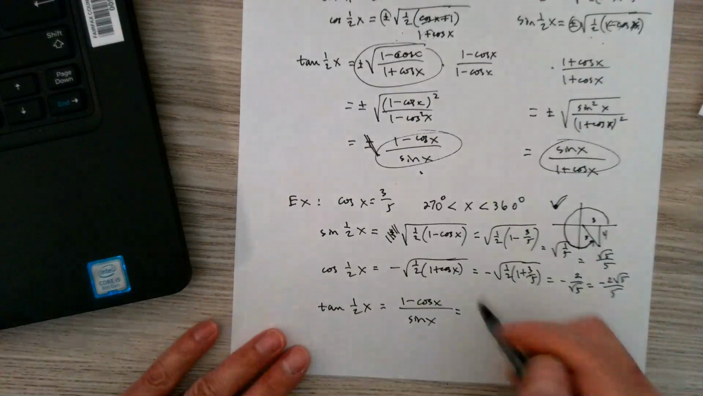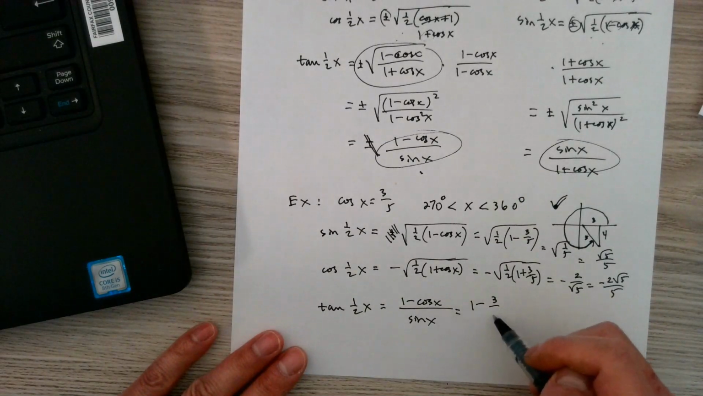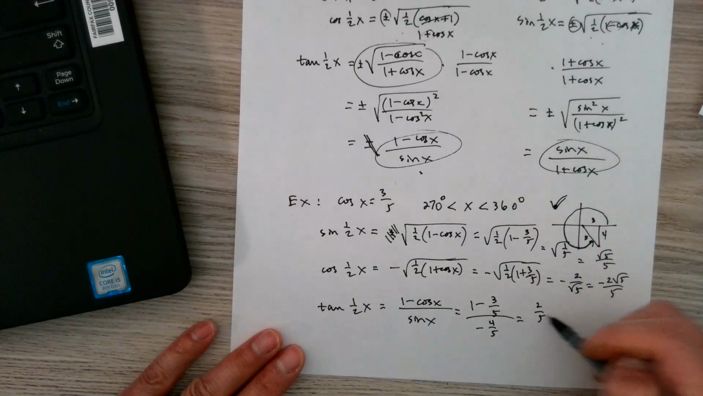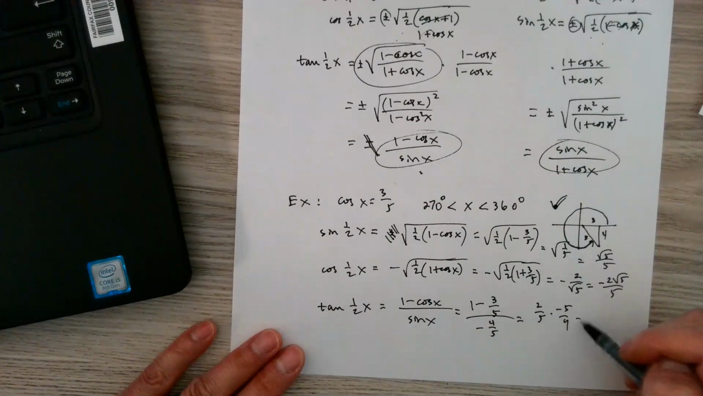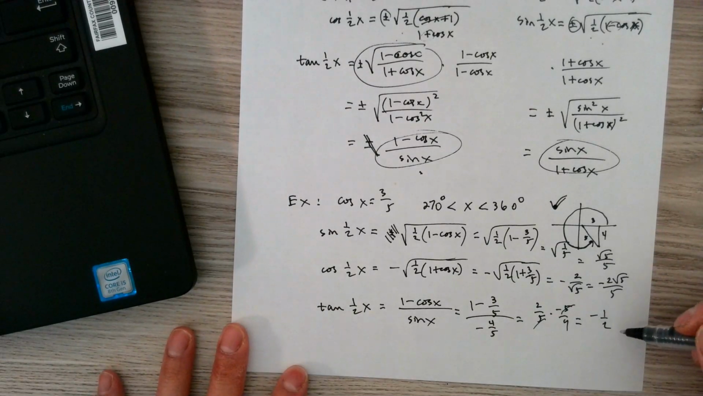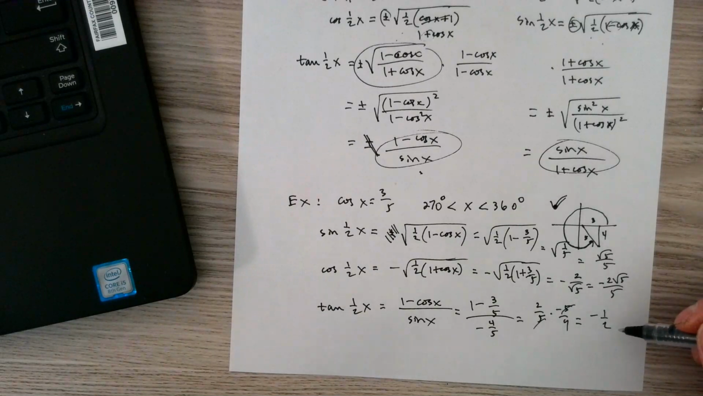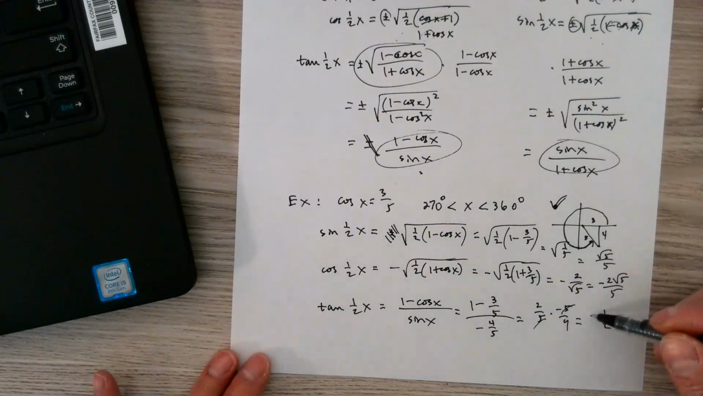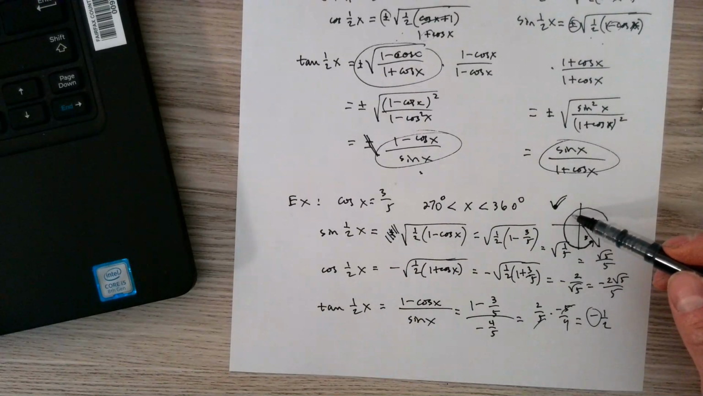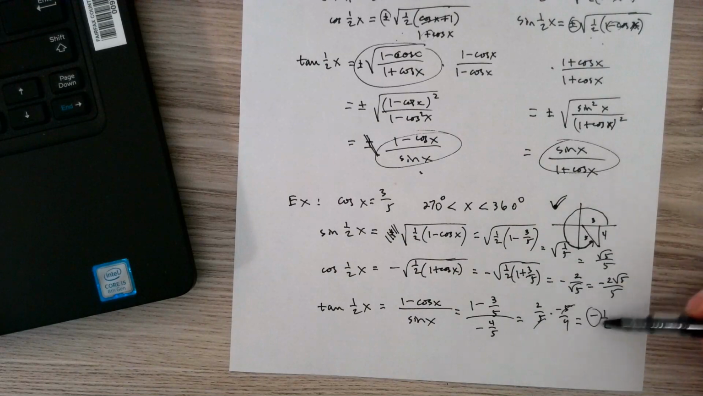So the cosine's 3/5, 1 minus 3/5 over the sine, which is negative 4/5. So it's 2/5 times negative 5/4, or negative 1/2. And just checking to make sure, is the tangent of 1/2 x supposed to be negative? Okay, we're in quadrant 2, remember, and the tan there is negative, so that's correct.